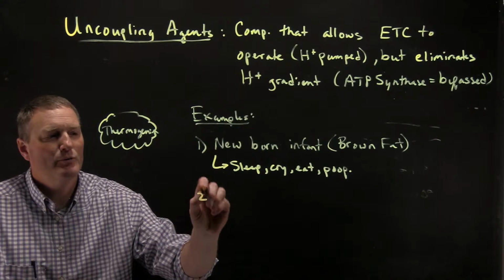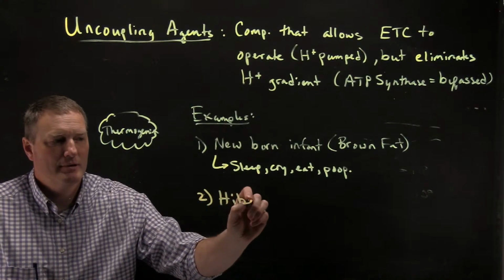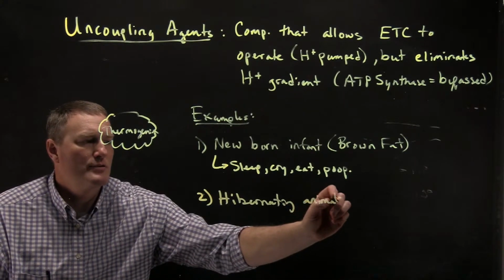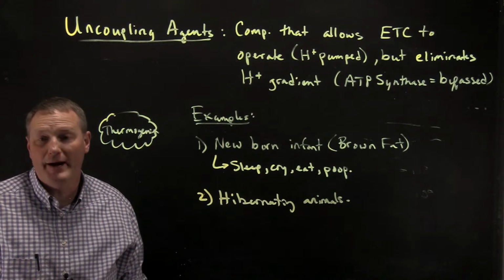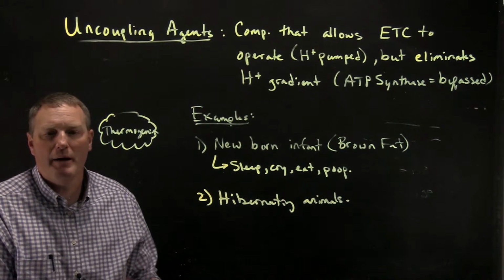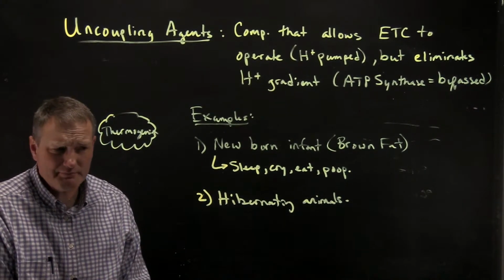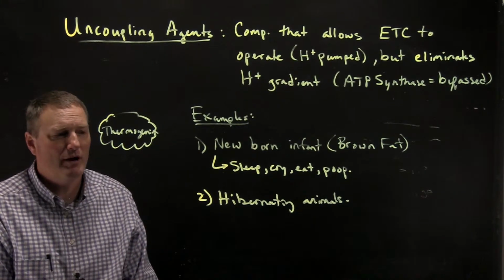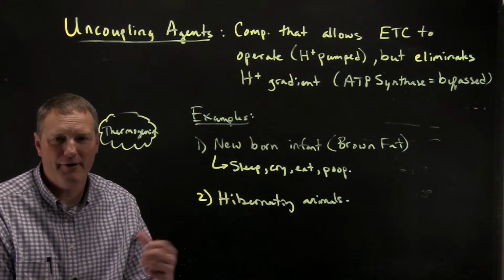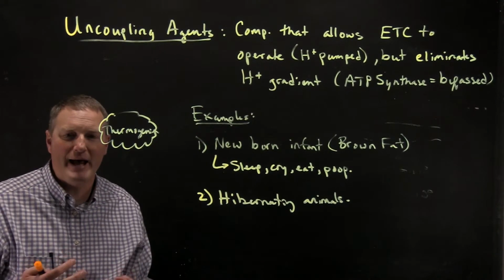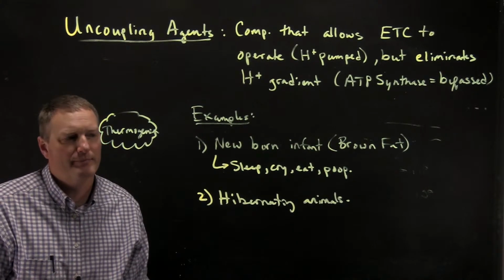A second example would be hibernating animals. Think, for example, of a bear, either a grizzly bear or a black bear. You're probably aware that in the fall, a bear will typically start to gorge themselves on any type of food that's around, whether it be berries or fish or whatever they can get. They're basically storing up fat stores for the long winter.